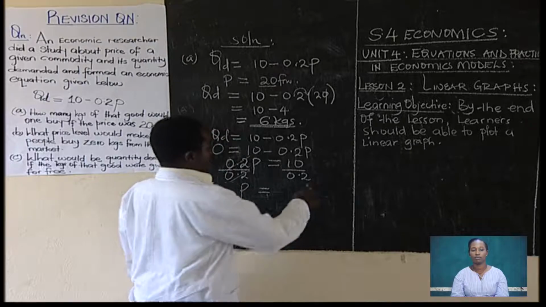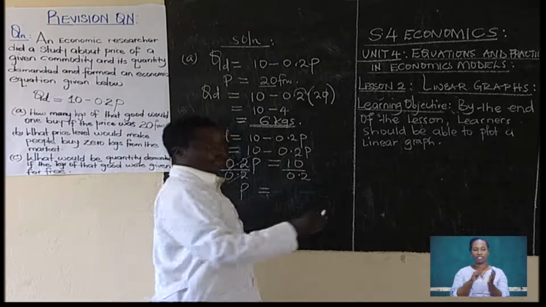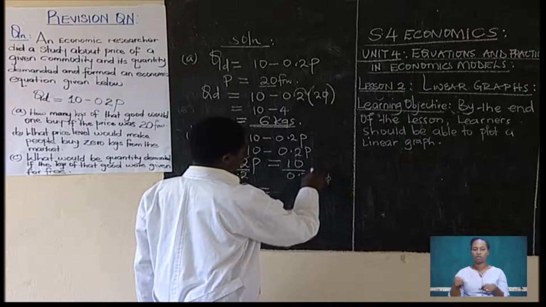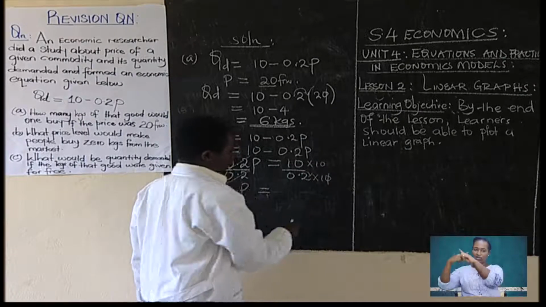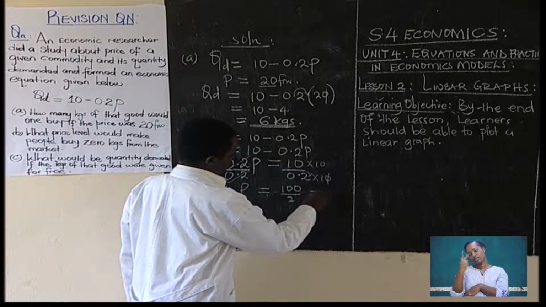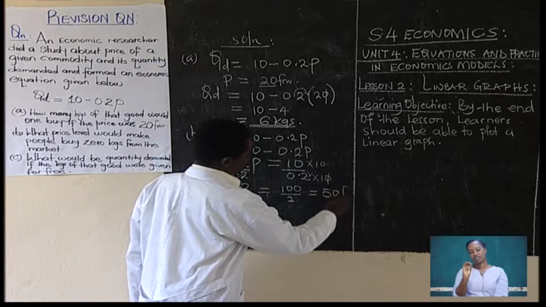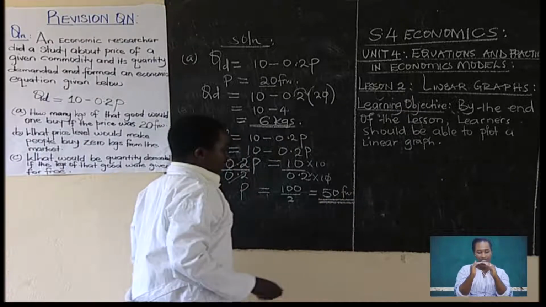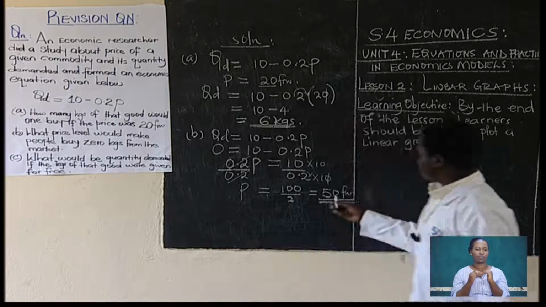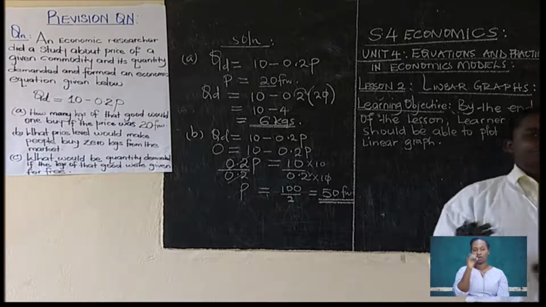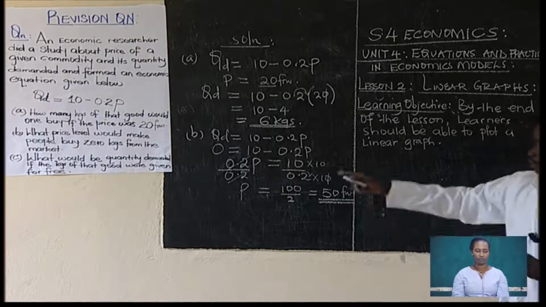Those who don't have calculators, you can use some simple mathematics. You can multiply here by 10 to remove this decimal point. Then you multiply by 10 both sides. So here you have 100 divided by 2, which gives you 50 Rwandan francs. So this is the price level. At 50 Rwandan francs, people would buy 0 kilograms of that commodity. Quantity demanded would be 0. They have already indicated it.